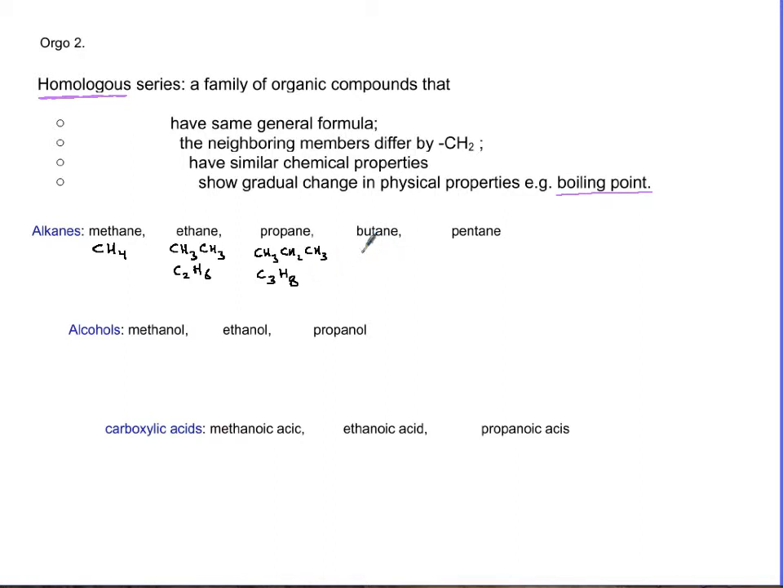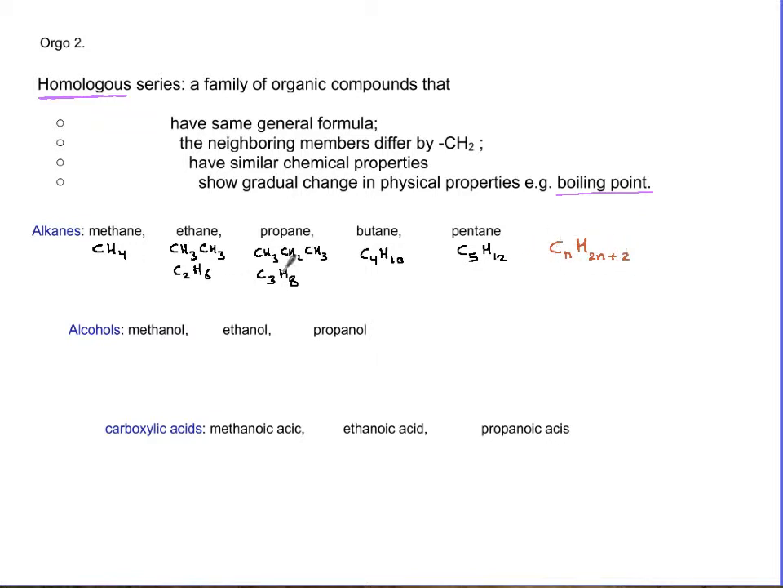Now I don't have much room for butane, so I'm going to give you the condensed formula. For C4, you should have two more hydrogens compared to before, so it's C4H10. And finally, for pentane, as an example of alkane, it's C5H12. So they have the same general formula, and the general formula for alkane is CnH2n+2, where n is an integer.